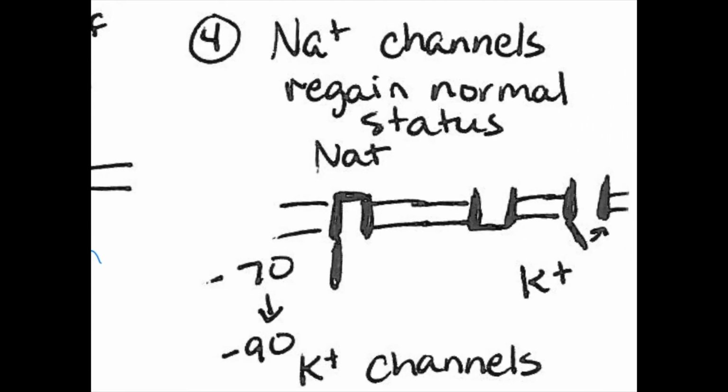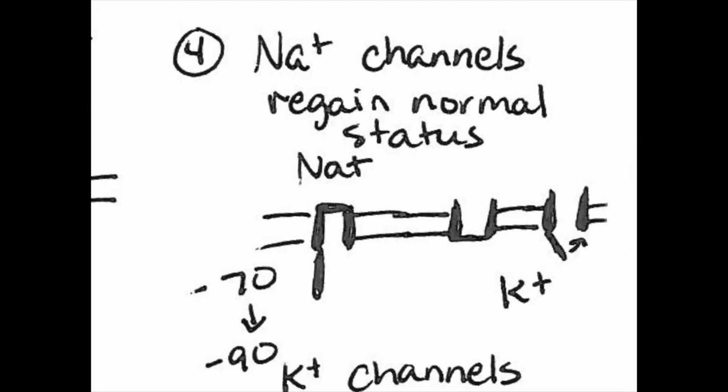And we're going to continue to repolarize until we get to negative 70. At negative 70, the sodium channels are going to regain their normal resting membrane potential status, which means the activation gate is closed, but the inactivation gate is open, right? At negative 70, if there's a stimulus, if there's a big enough voltage change, that activation gate can open.